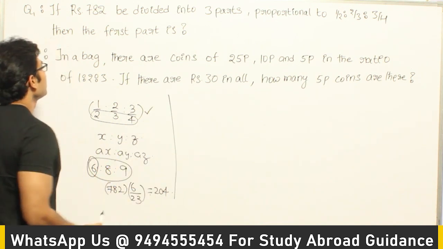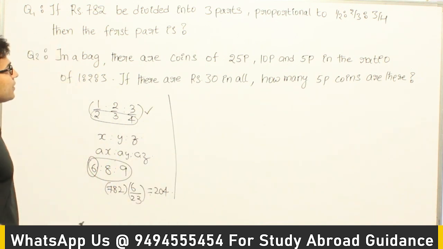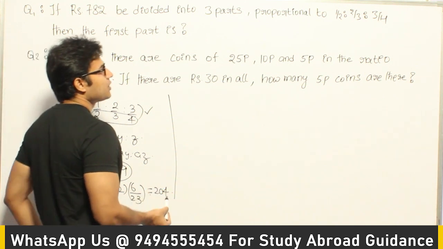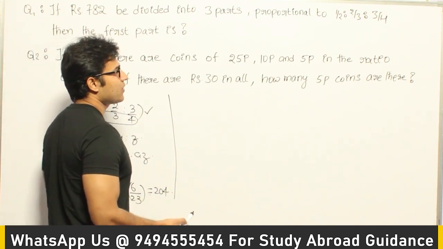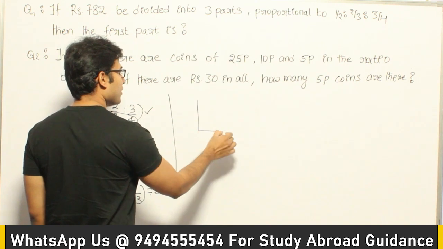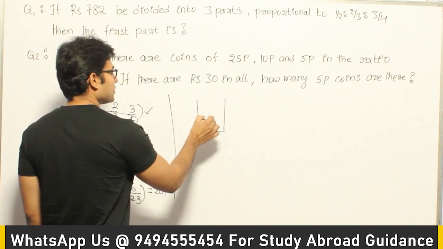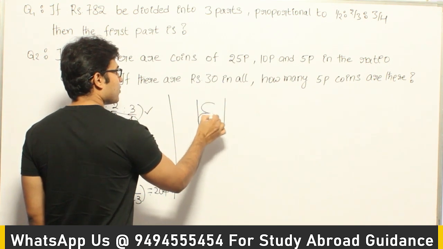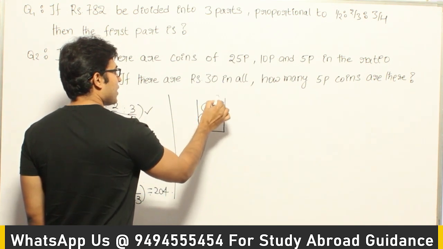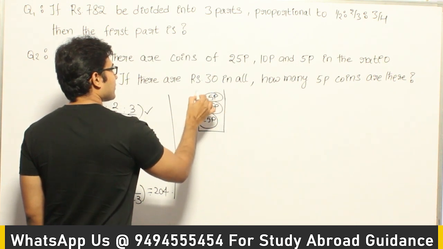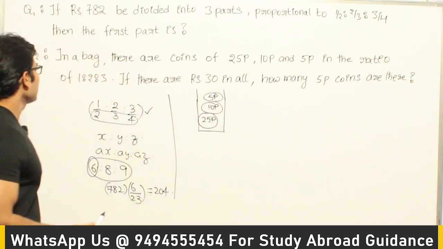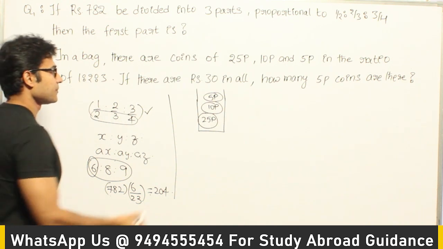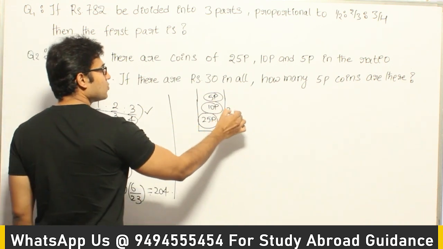Okay. Next question is, in a bag there are coins of 25 paisa, 10 paisa and 5 paisa, which means they are saying that in a bag there are 3 types of coins. One type of coins are all 25 paisa, another type are all 10 paisa, and the other type are all 5 paisa, right? And they are in the ratio of 1 is to 2 is to 3.